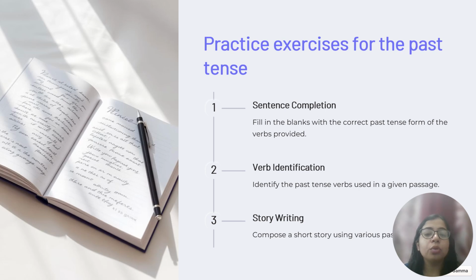next is how to practice exercises for the past tense. So practice these kinds of exercises at home. Okay, like sentence completion. So you should have some fill-in-the-blank kinds of sentences, and then you can complete those sentences with the correct past form. Okay, then verb identification. You can identify the verbs, whether it is in past form or whether it is a regular verb or irregular verb. Okay, and then story writing. You can write a full story in the past form.